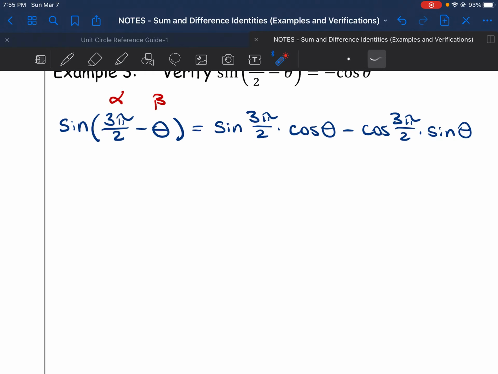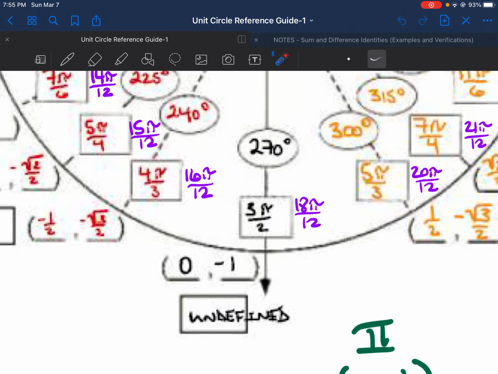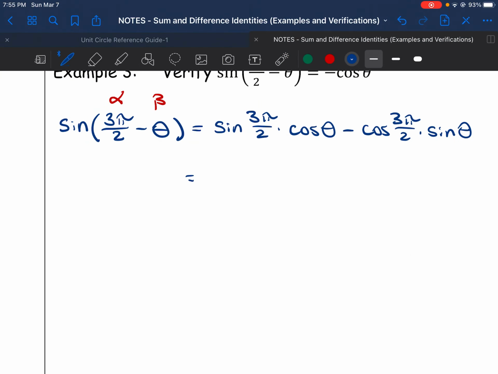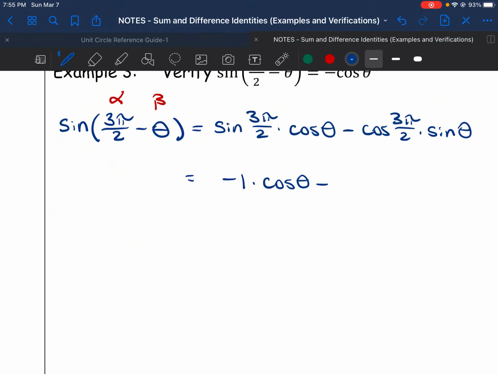Okay, well, let's jump over to our unit circle because we can calculate the sine of 3 pi over 2. 3 pi over 2 is right down here. The sine value is negative 1. So this is equal to negative 1 times the cosine of theta minus, well, we can also calculate the cosine of 3 pi over 2. So again, here's 3 pi over 2. The cosine is 0. So minus 0 times the sine of theta. Well, 0 times anything is 0. This whole thing is just 0. So we can really just ignore that. And negative 1 times cosine of theta right here is just going to be negative cosine of theta.